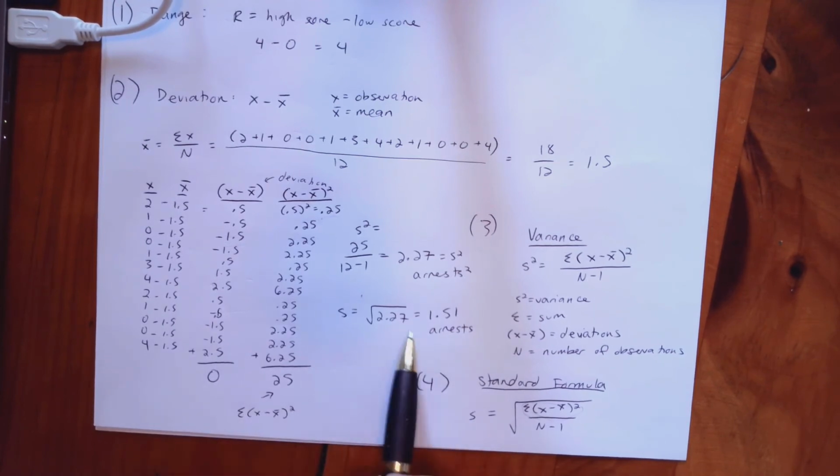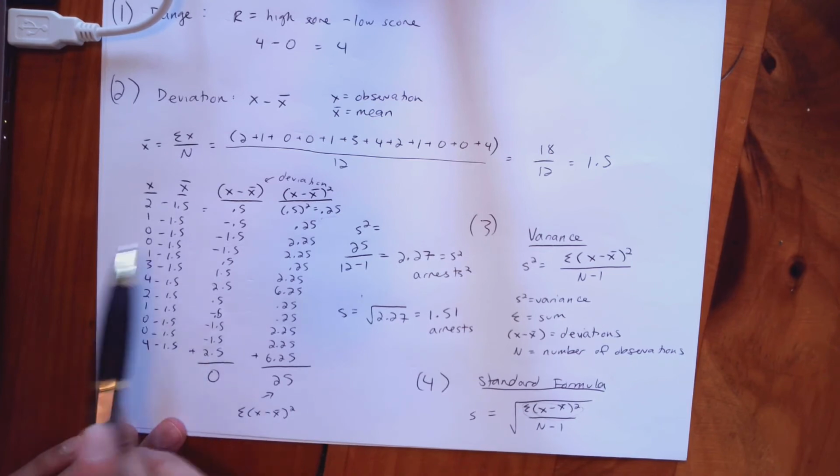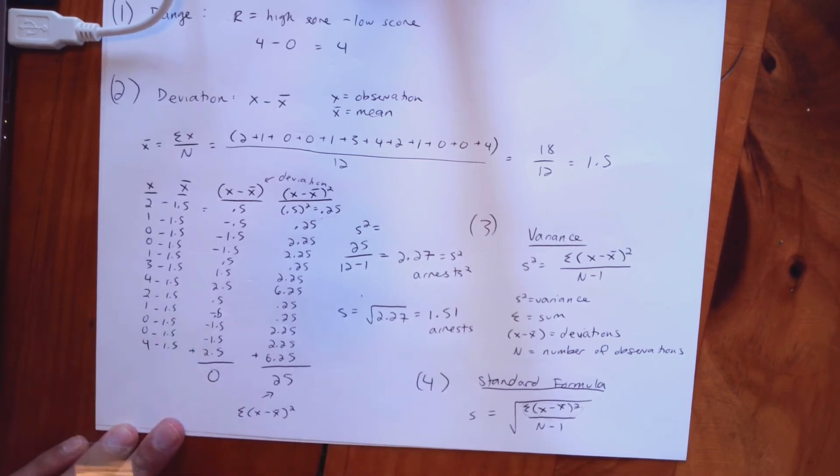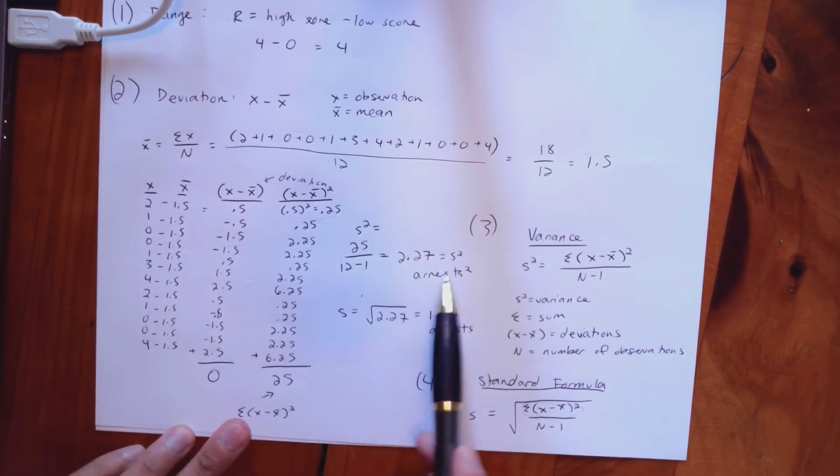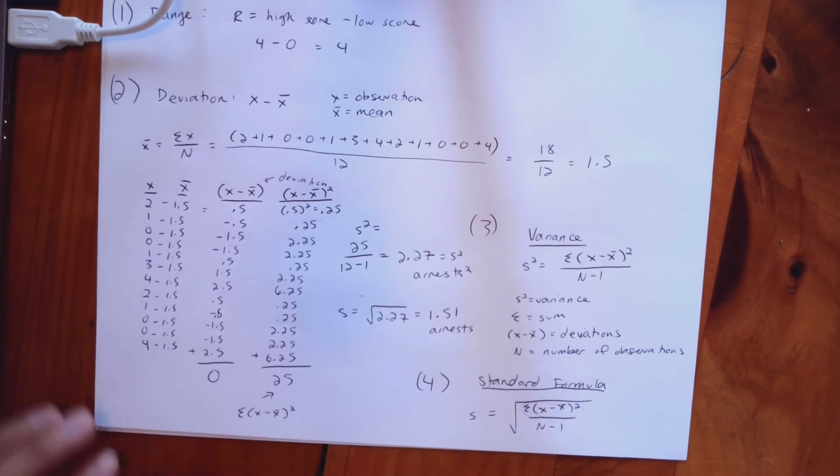You can interpret this as meaning that in this sample, the average distance between an observation and the mean is 1.51. So that's, on average, how far away everything is from the mean. So that's a pretty straightforward interpretation, especially compared to what we had for variance here with our squared arrests.